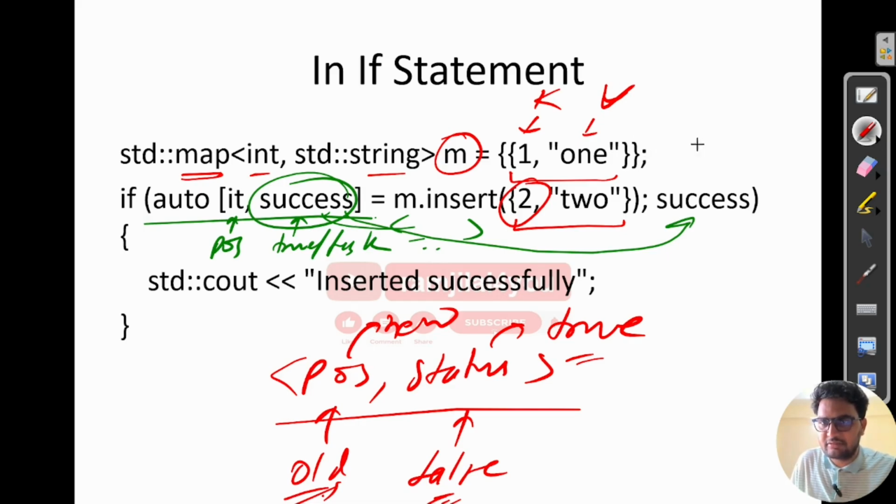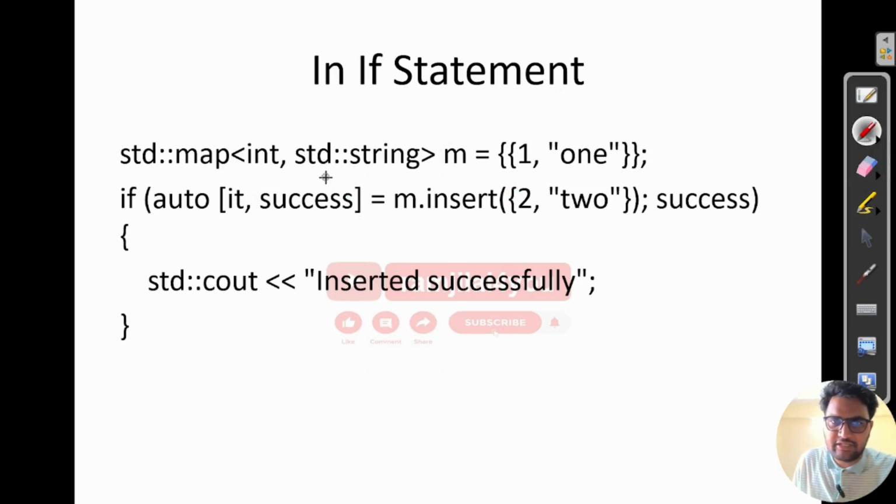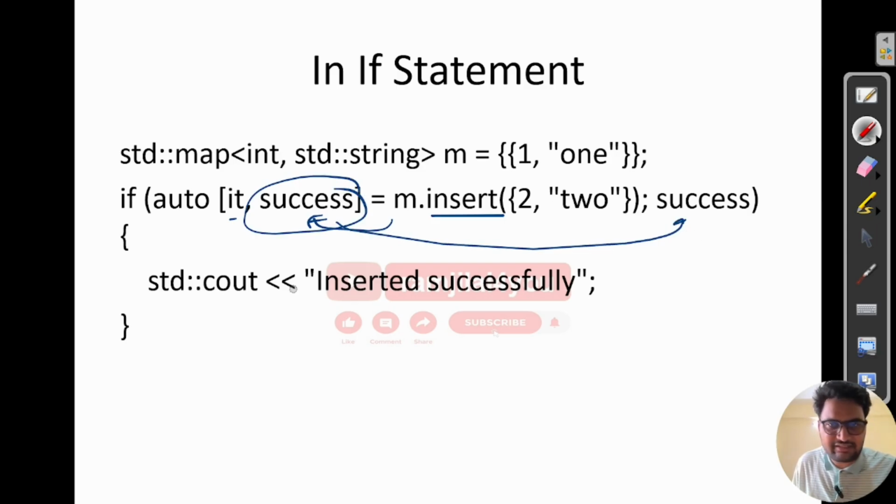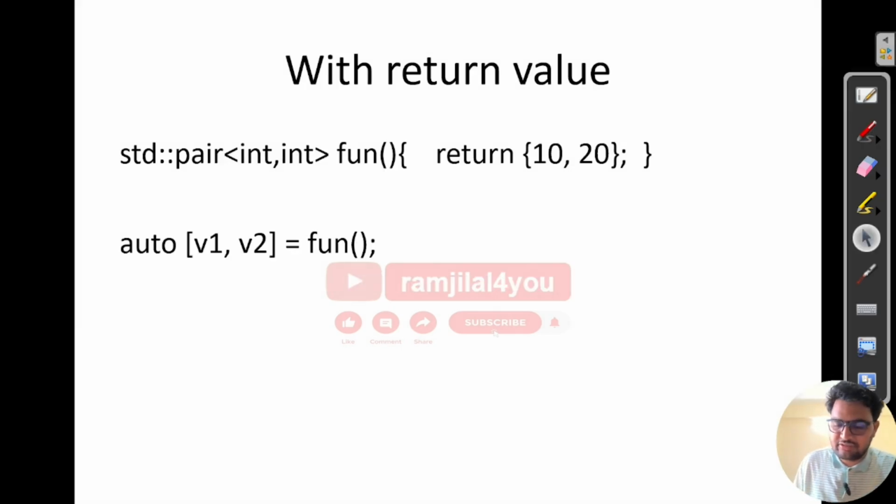This is a little bit complex example, but it is very simple. Here this insert operation will return one pair. That pair will get unpacked into the IT and success variables, and the success variable is what we are using in the condition for the if statement, right? I hope it is now clear to you. The return type of insertion is a pair of the position and the status of the operation, right? The usage of the structured binding with the return value from the function.